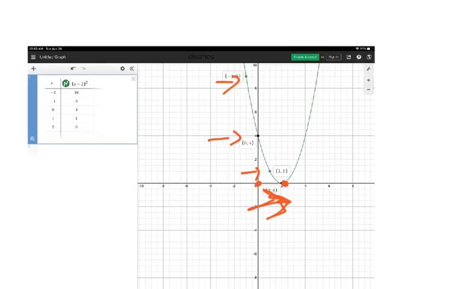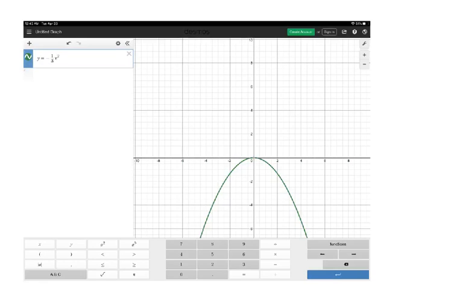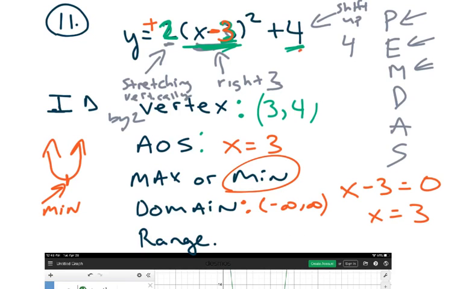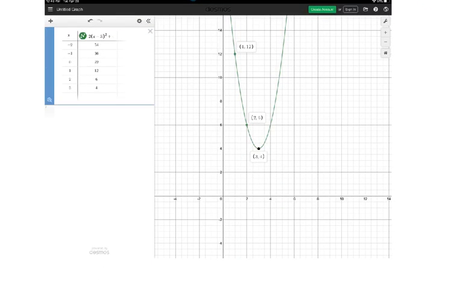Well, what did we do with our example? I misspoke because I was answering for this problem, but we know that we shifted it up 4. So the range now, instead of being from 0 to infinity, is going to be 4 to infinity. And again, you can graph it and look at the picture, and you can see exactly that.